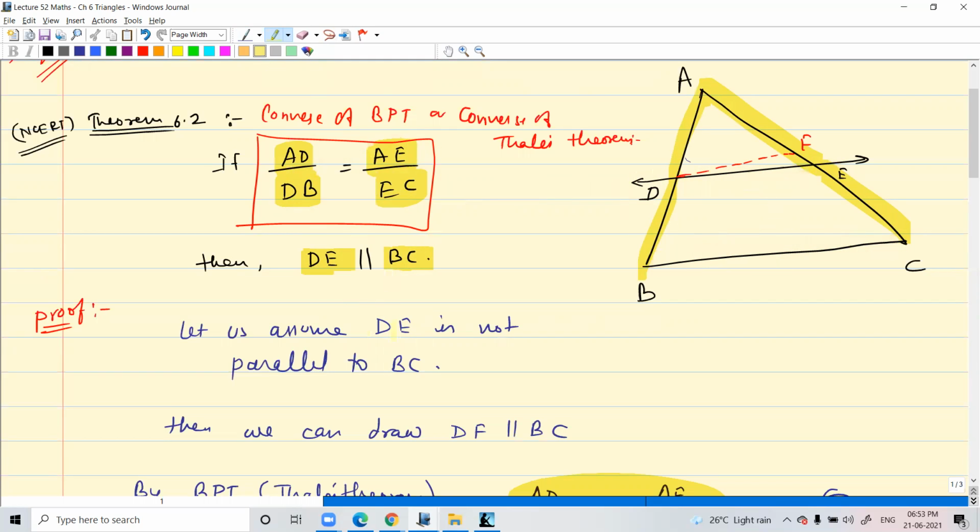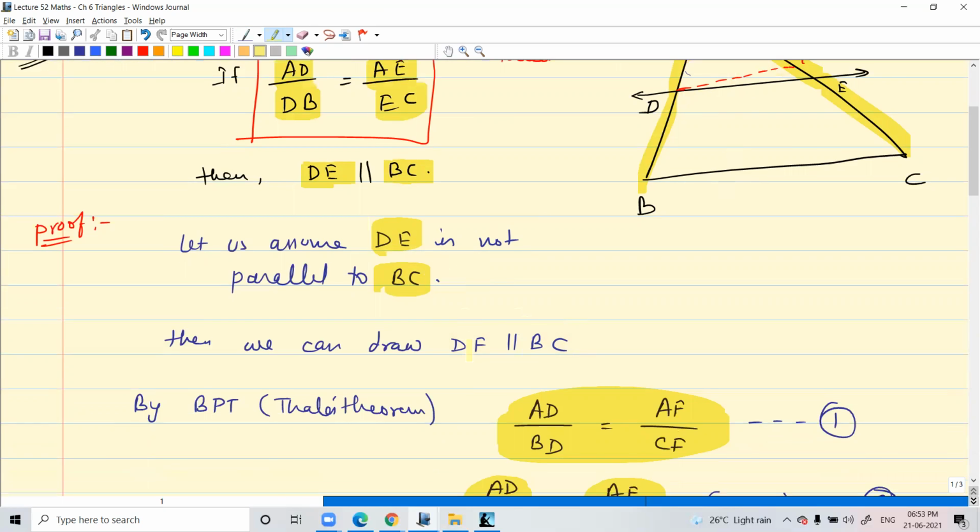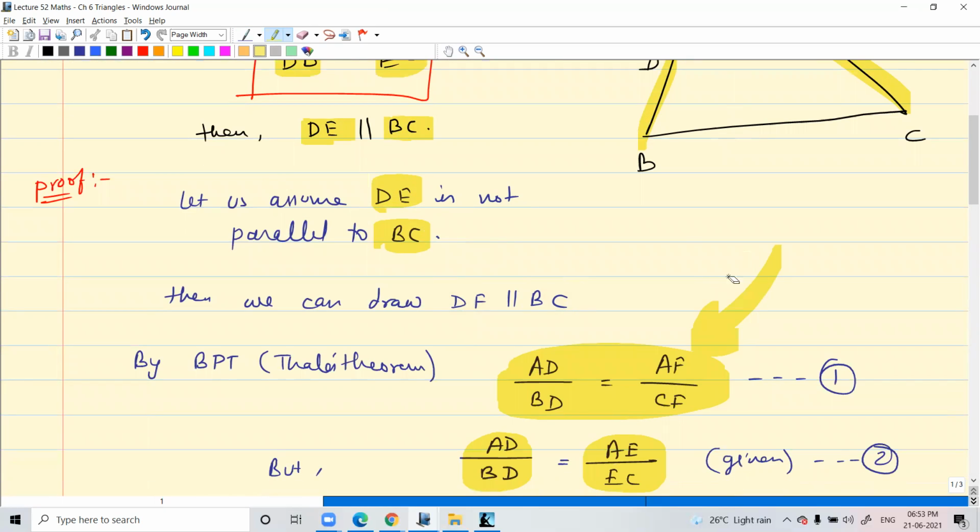To prove this, we started with the opposite assumption. Let's say that DE is not parallel to BC, just like we used to do for irrational number proofs. This is slightly different, but the starting point is the same. We assume the opposite, that DE is not parallel. Then we should be able to draw some line which is parallel to BC. So that is what we did. We have drawn DF, which is parallel to BC. And then if DF is parallel to BC, Thales theorem or the basic proportionality theorem tells us that AD by BD should be equal to AF by CF.